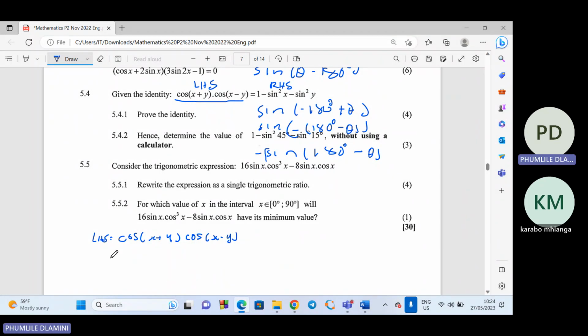So now this is going to be equal to, we know what cos of x plus y is. I already showed you that: cos x cos y, minus, because it's plus here, it's going to say minus sine x sine y.